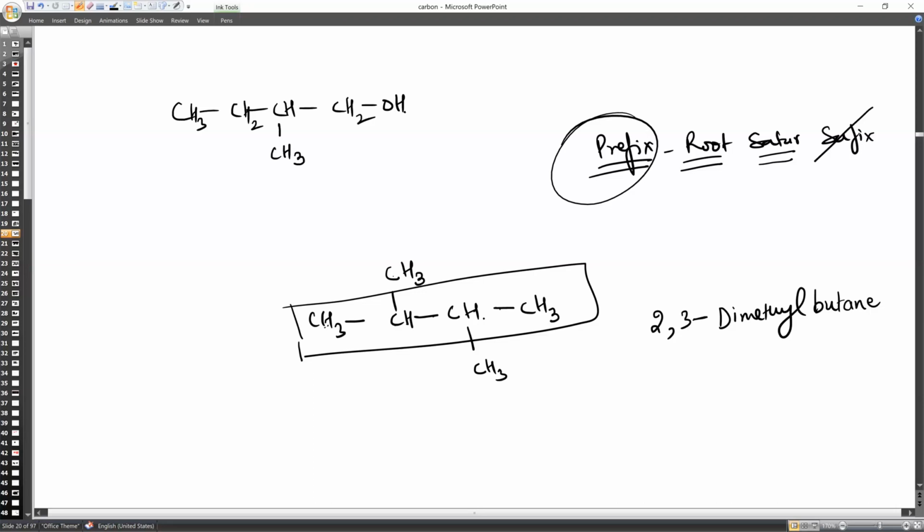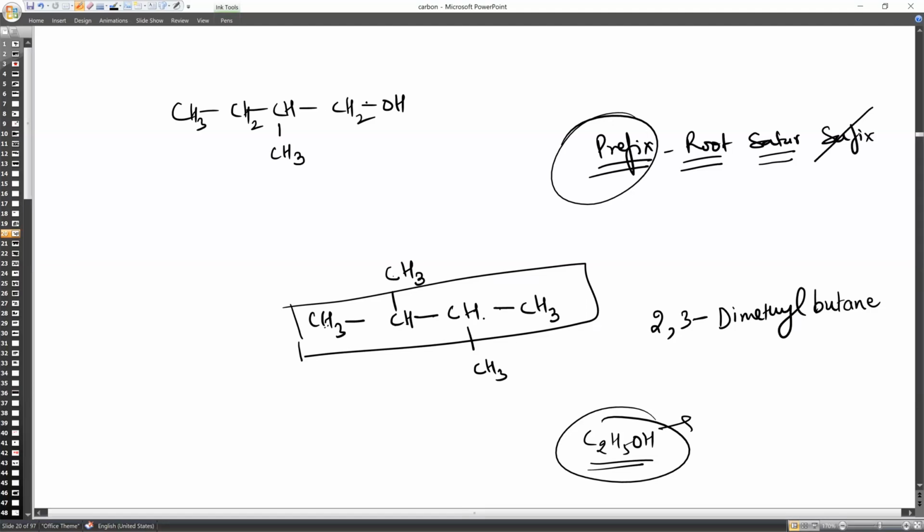So can you tell me what is the IUPAC name of the compound C2H5OH? Correct. Yes, this is ethanol. We will discuss this one. First of all, tell me what's the name of this compound?